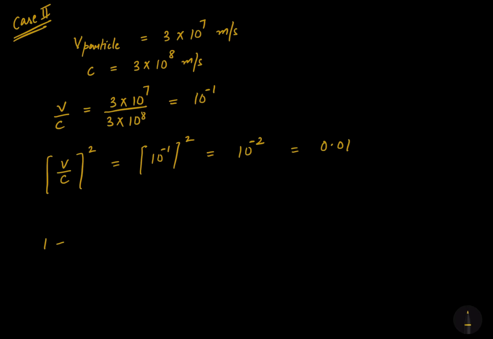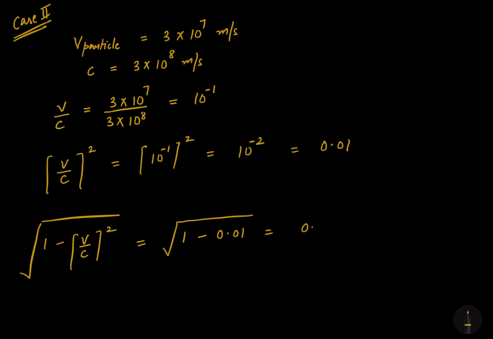I am having the square root of 1 minus (v/c) whole square. Let's find this value first. It comes out to be 1 minus 0.01, because (v/c) whole square comes out to be 0.01, so I have substituted that. So it comes out to be 1 minus 0.01, which is 0.99 whole root, and this value comes out to be 0.994.